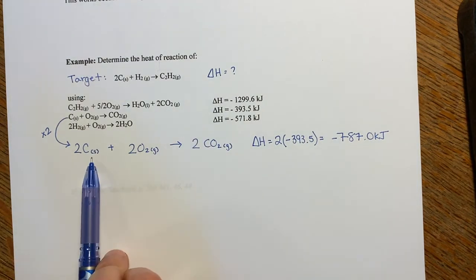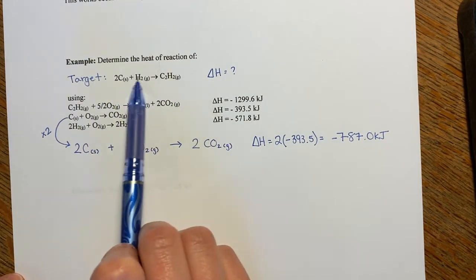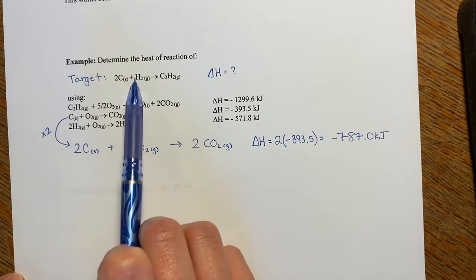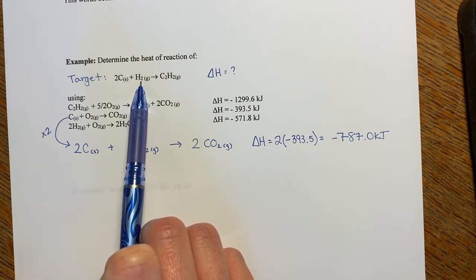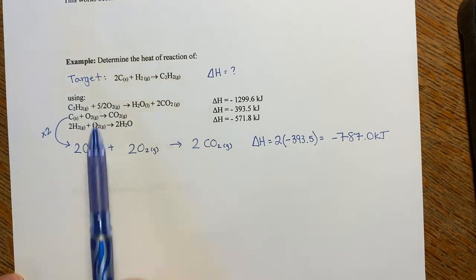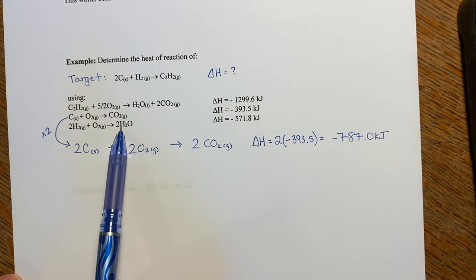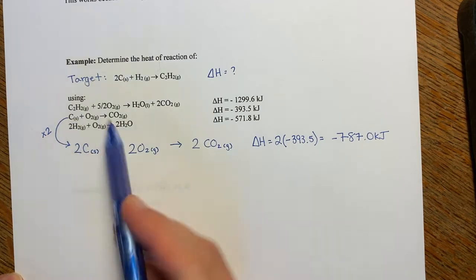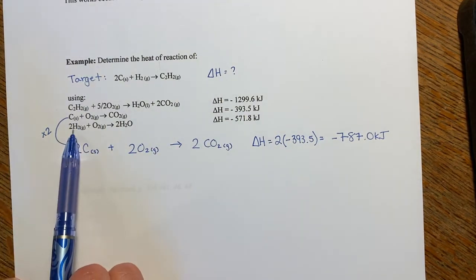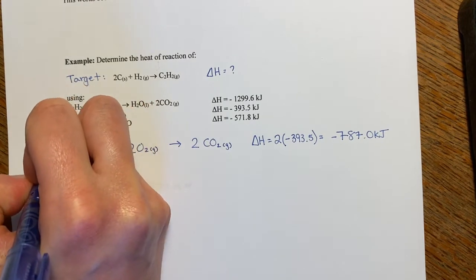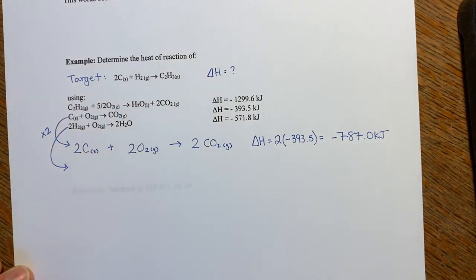So that's our first one. Now let's go back to our target and see what else we need. We also need, on the reactant side, one hydrogen molecule. The only place that we can find hydrogen in our other equations that we're using is the third one. So here is our hydrogen. We're going to use that one next. We're going to add it below and rewrite it.